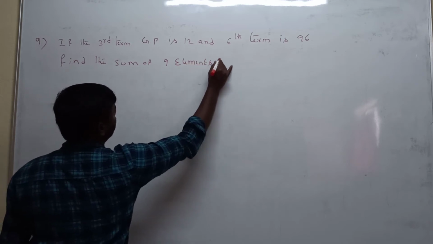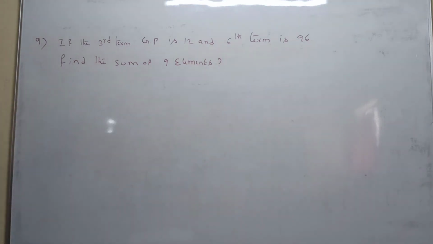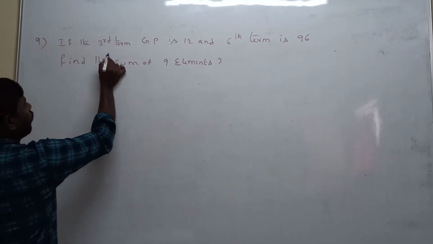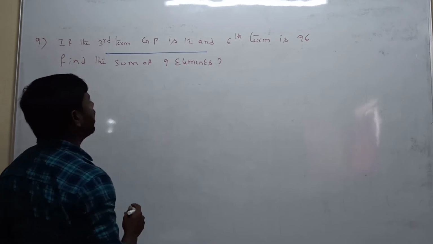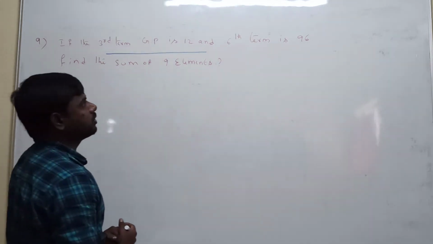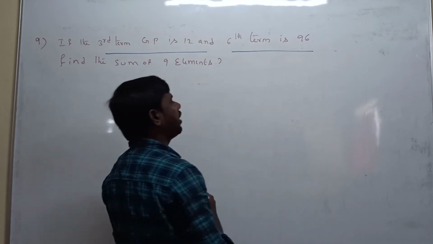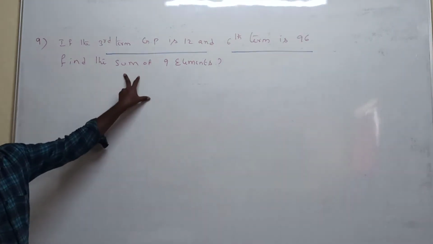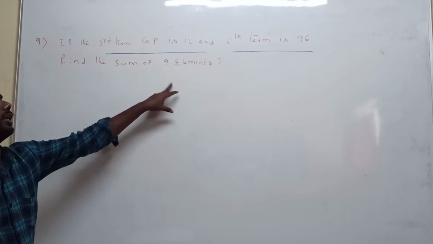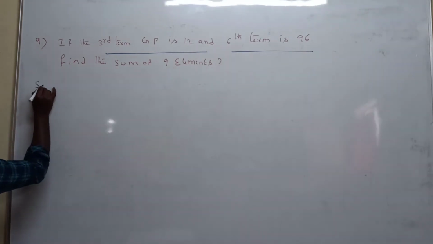So read the question carefully. What are they given? Which value to calculate? They are given the third term value is 12, means T3 value is equal to 12, and the sixth term they are given 96, means T6 value is 96, to calculate the sum of 9 elements. So what they are given can be easily understood.